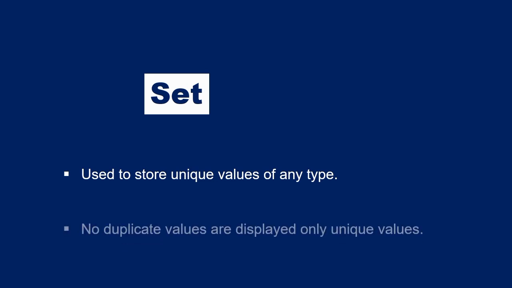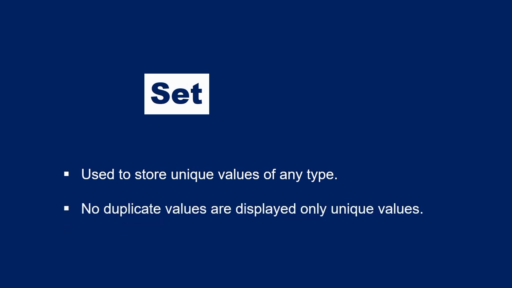The set object lets you store unique values of any type. It does not display duplicate values, only unique values are displayed. Set objects are iterable objects. That means you can iterate through the elements of a set in insertion order.